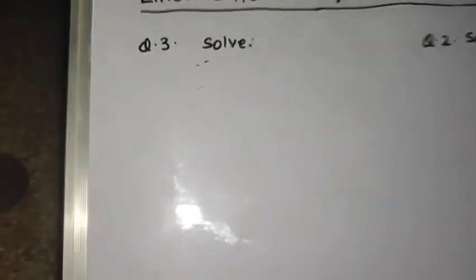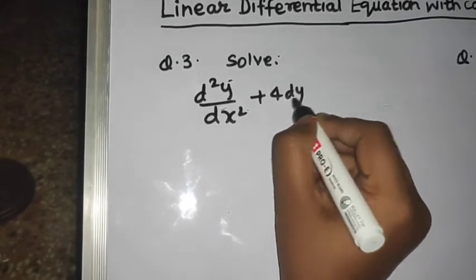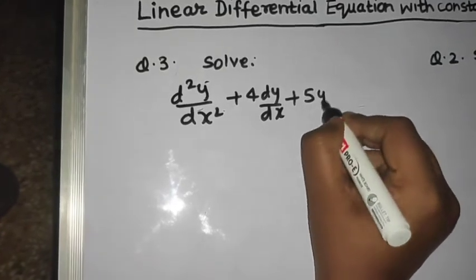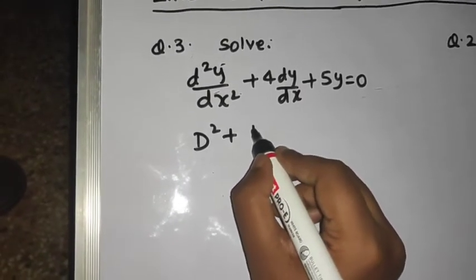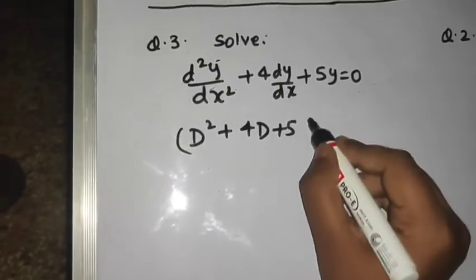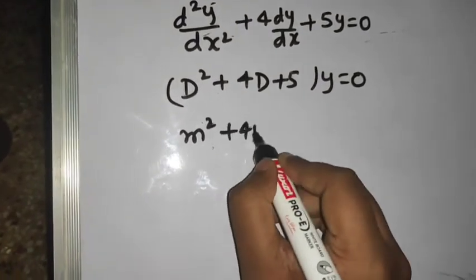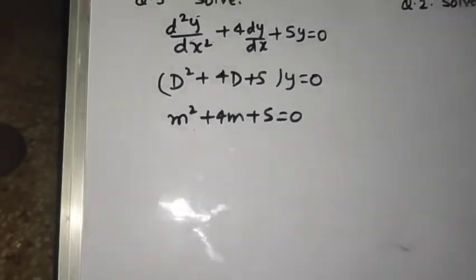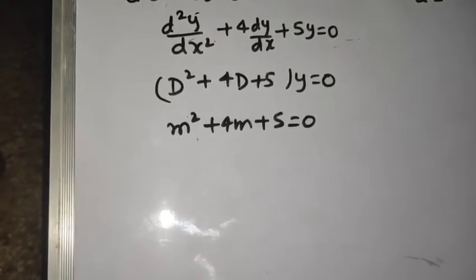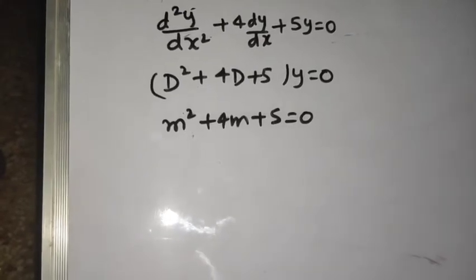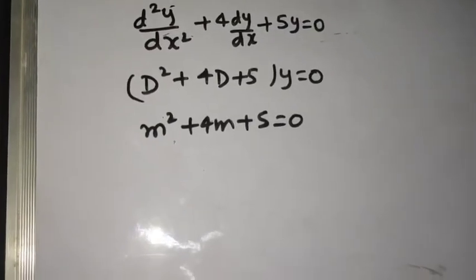So the third question is d2y by dx square plus 4 dy by dx plus 5y equals 0. Now this can be written as (D square plus 4D plus 5) y equals 0. Now in the form of m it is m square plus 4m plus 5. Okay, now check the discriminant. It is coming out to be 16 minus 4 into 5. So you're getting minus 4 as the discriminant. So better to use the quadratic formula to find the solution.